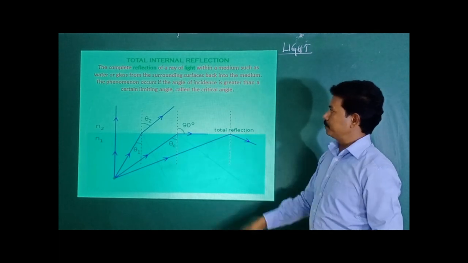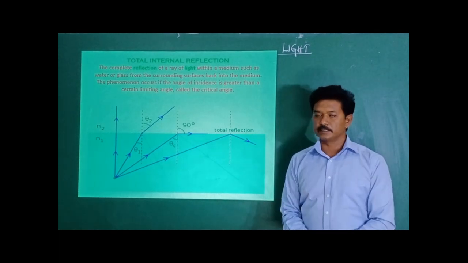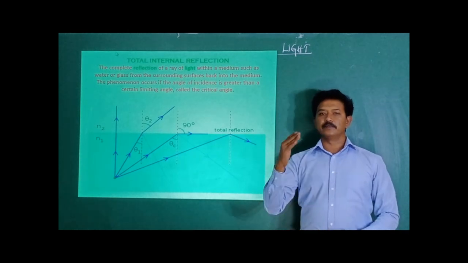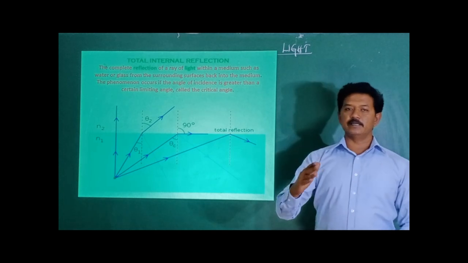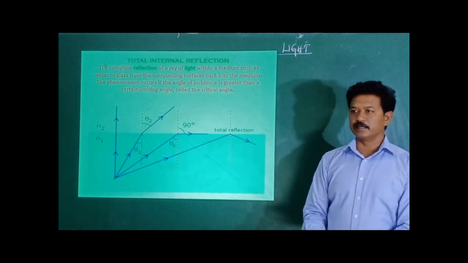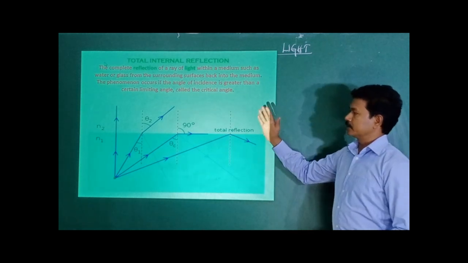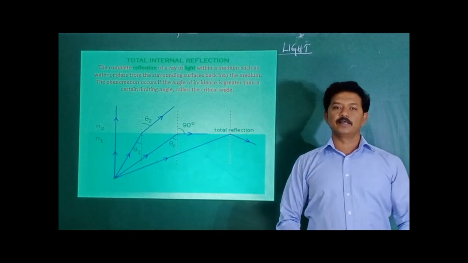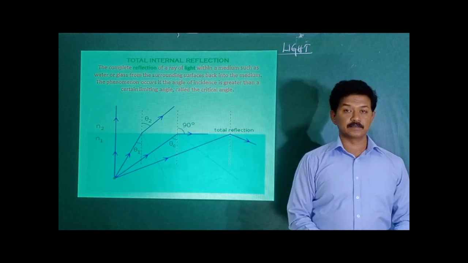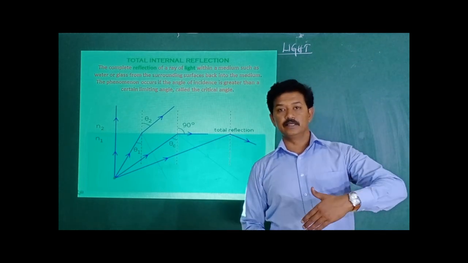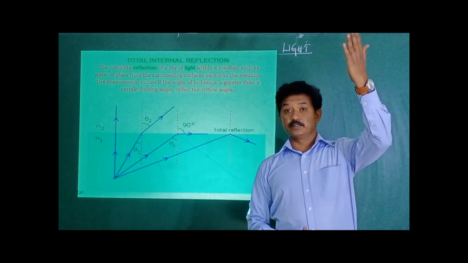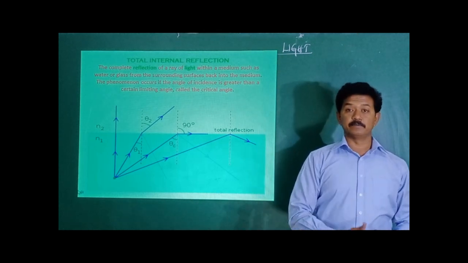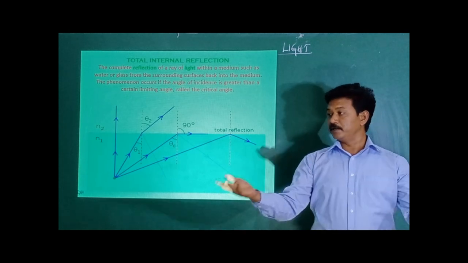So the complete reflection of a light ray traveling inside a medium, if the angle of incidence is greater than a certain angle called the critical angle, is the phenomenon of total internal reflection. This total internal reflection is the reason for mirages in deserts. In deserts, when a person is traveling, he can see some water somewhere far away from his place. But when he goes to that place, he doesn't find any water.